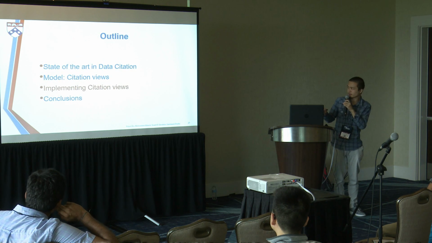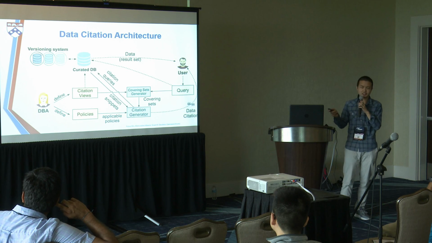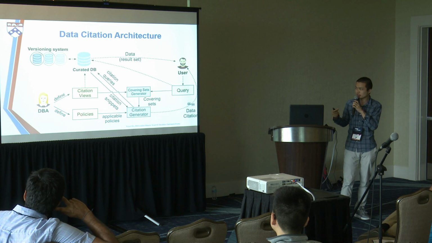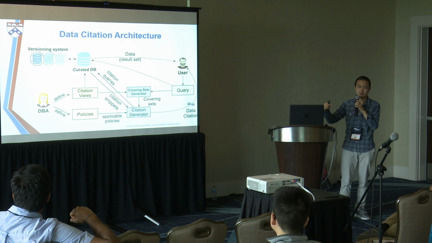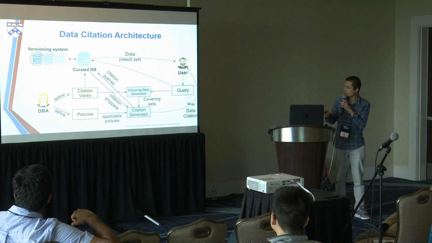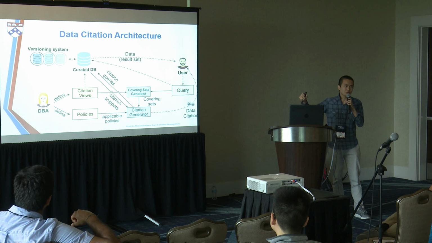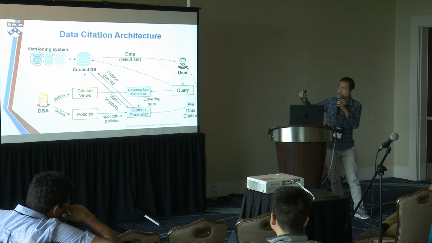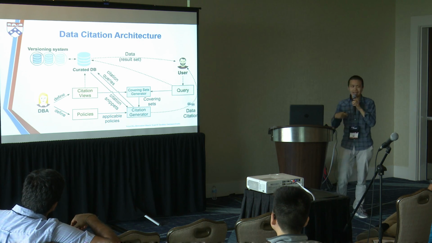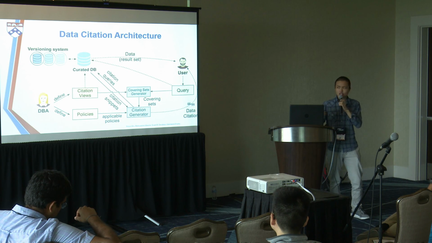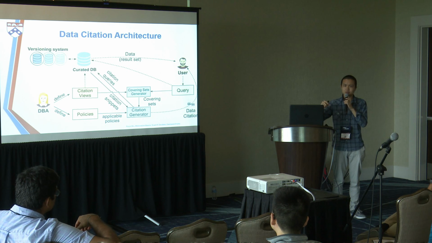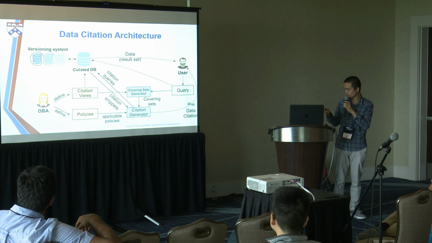Let's look at our solution for this. This is the architecture figure of our system. In our system, the DBAs will define some citation views and policies, which will be explained in the next few slides. Users will submit some queries, which will be executed against the database. At the same time, our system will take the user query and do some reasoning to figure out what citation views are to be used for construction of the citation for the query result.